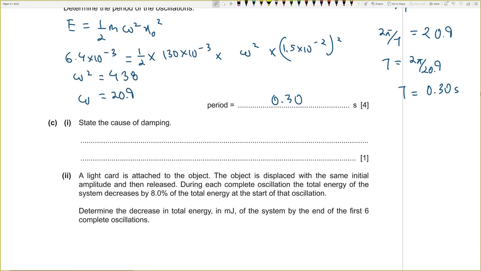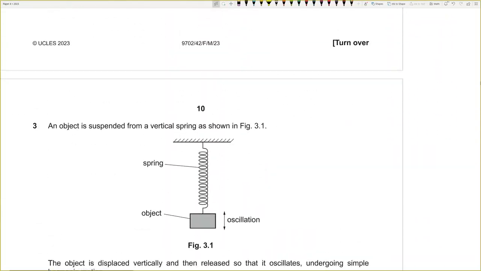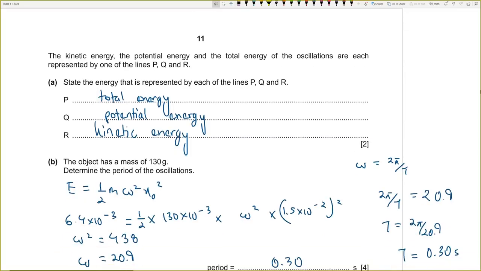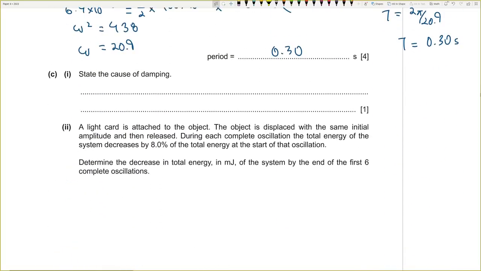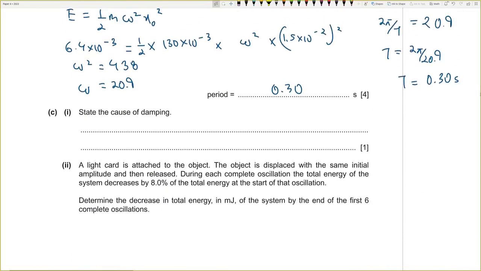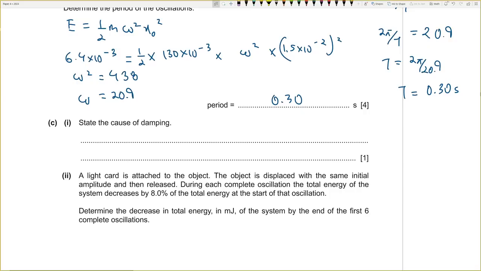State the cause of damping. So what is damping? Damping is loss of energy of oscillations due to resistive force. So what is the resistive force? Mainly a force that is in the opposite direction to motion. Okay. If nothing else is specified, you just have to say that it is due to a force in the opposite direction to motion. If you are given a specific scenario, you have to talk about it in detail.